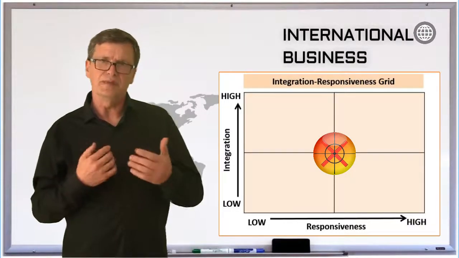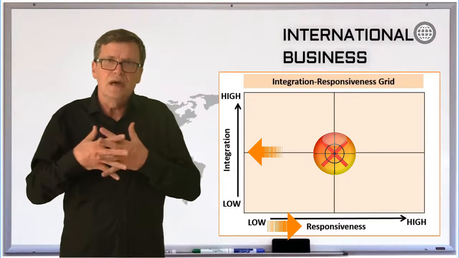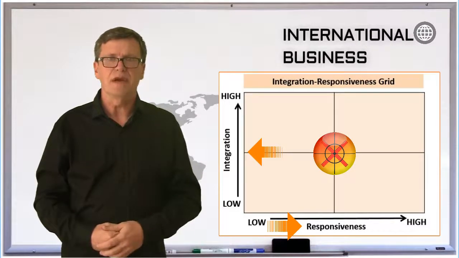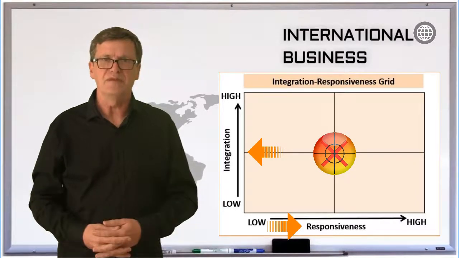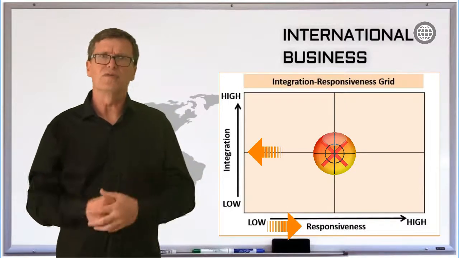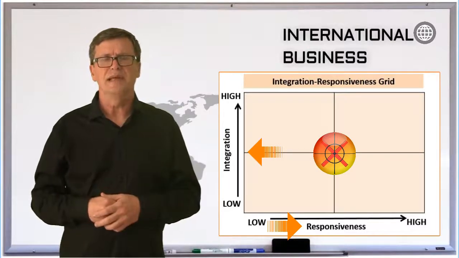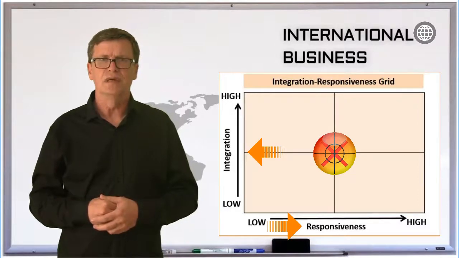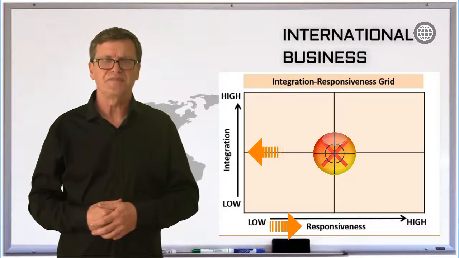Based on the need for responsiveness in the country you're studying and the need for integration of your different business activities, your company strategy for that market could be determined. This is how the IR grid can be useful to you. So now let's talk about each of the 4 quadrants in the grid and discuss some examples of companies in each of those 4 quadrants. And that will help us understand this tool in more depth, so it can be more useful to us.